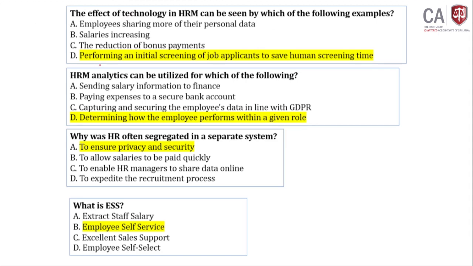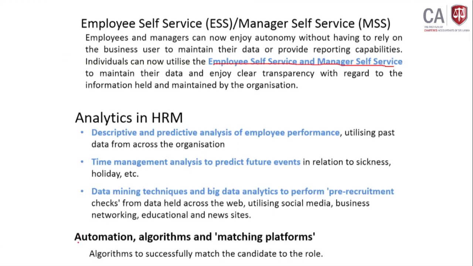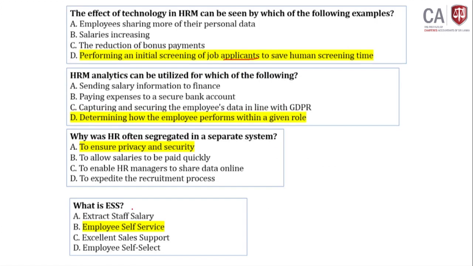So, you do not need to worry about the physical processes because the applicants apply online. Then they can screen the job applications by using different algorithms that we have mentioned, using automation and algorithm. So, using those they can sort who is the best applicant for the job vacancy. So, that will save human screening time. So, that is what is mentioned here.